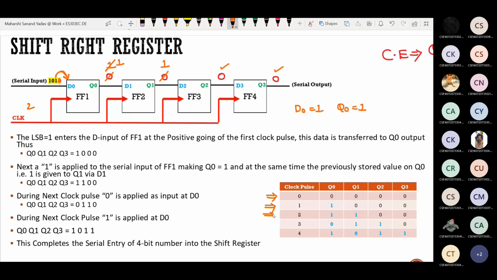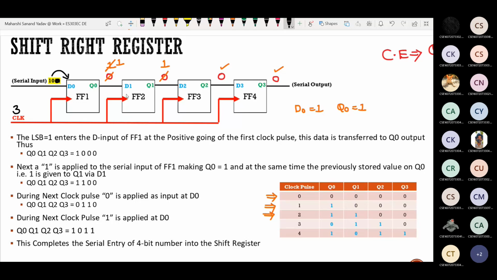So it is 1, 1, 0, 0. Now try to apply the next clock pulse which is 3. So 2, I'm changing it to 3. So 2 bits are already completed, so remove these 2 bits. Now this 0 you have to apply at D0. So if you apply D0, output Q0 will be 0.